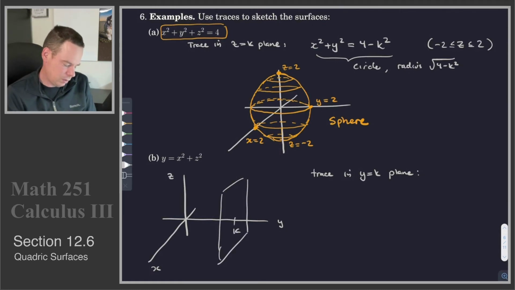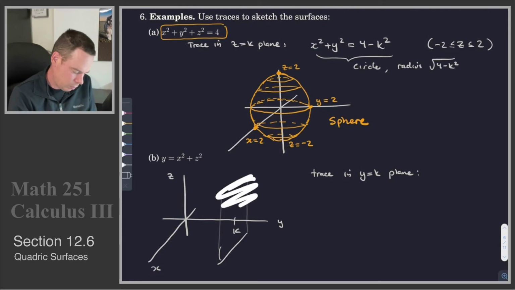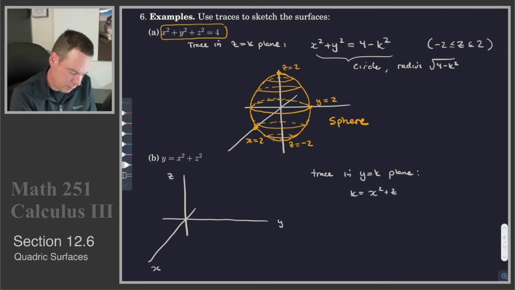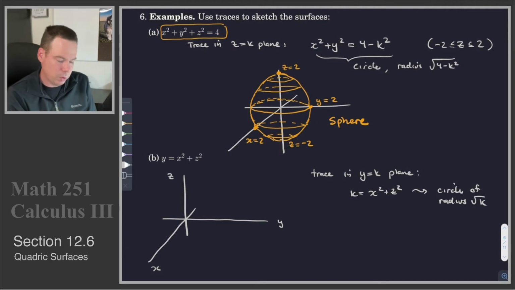How is the surface intersecting this plane? That's what we want to know. So I'll just get rid of that plane so it doesn't clutter up the diagram. But what is our intersection going to look like? Well, that's when k is equal to x squared plus z squared. Oh, and that's a circle of radius root k.